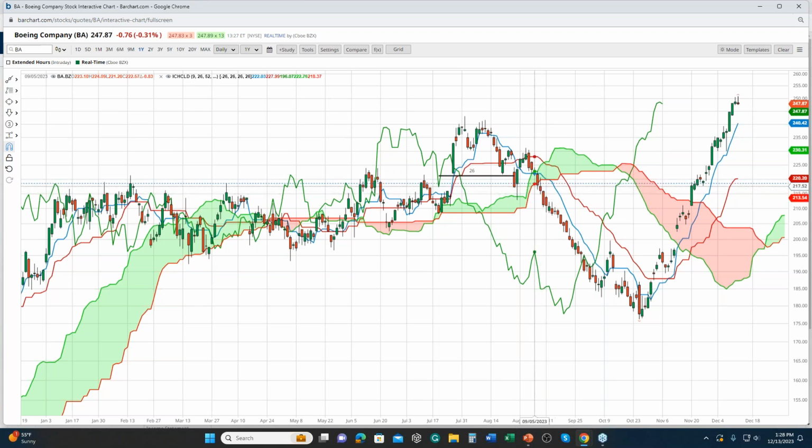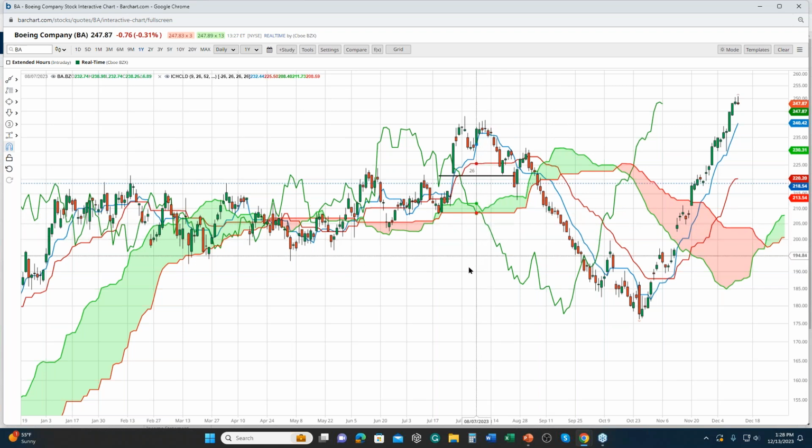And at that point, our green lagging span is now below our recent valley here, and there is some clear air. There's no other price near it, but again, the cloud could be an area where momentum might wane for a moment until we break through the cloud.